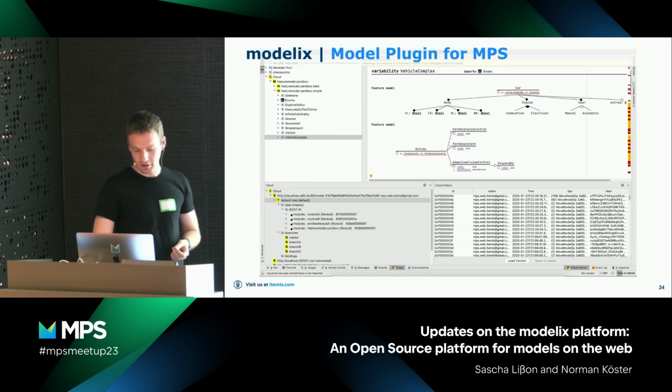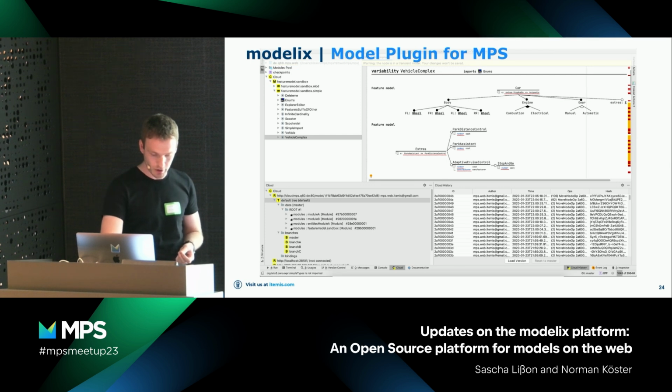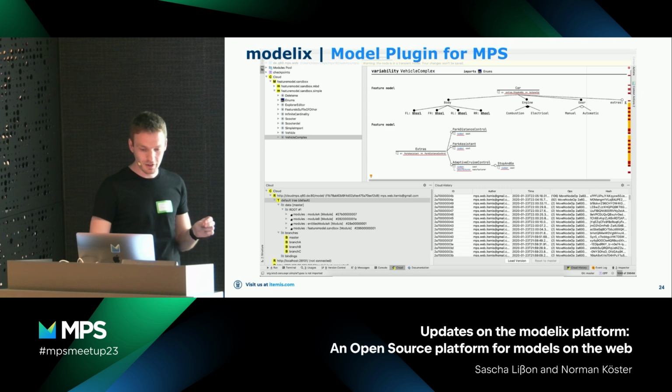There's a plugin running inside MPS that synchronizes the models with the model server. This plugin is running in the instances in the Kubernetes cluster, but of course you can install the same plugin into your local MPS, and then it has some UI to add a model server connection, create a new repository or a new branch, and also view the history.